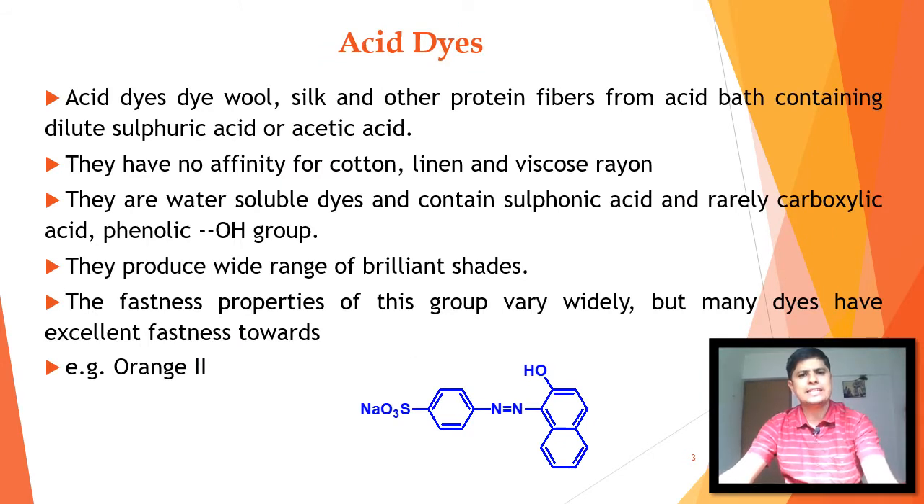Let's see first, acid dyes. Acid dyes dye wool, silk and other protein fibers from an acid bath containing dilute sulfuric acid or acetic acid. They have no affinity for cotton, linen or viscose rayon. They are water soluble dyes and contain sulfonic acid groups, and rarely carboxylic acid or phenolic OH groups.